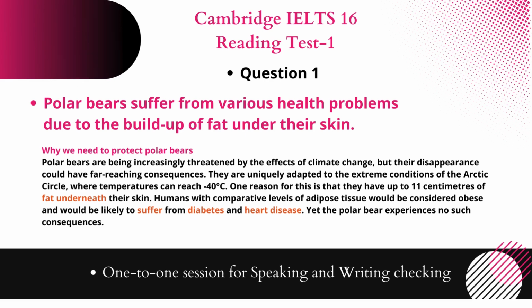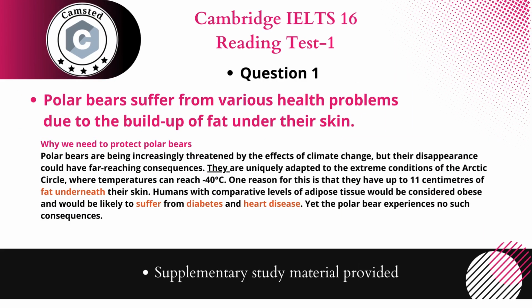So let's start reading it. We'll be reading it from the second line of this paragraph. They. Here the word they is for the polar bears. They are uniquely adapted to the extreme conditions of the Arctic Circle, where temperatures can reach -40 degrees centigrade. One reason for this is that they have up to 11 centimeters of fat underneath their skin.